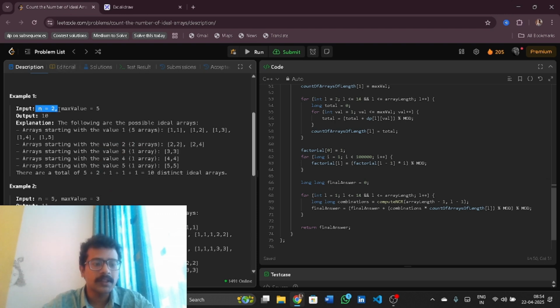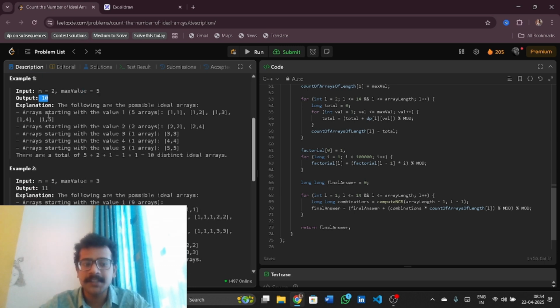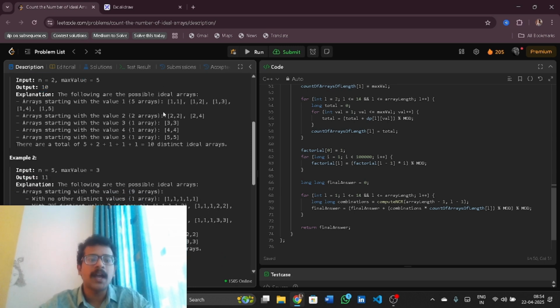Now, we are given n is equal to 2. That means we need the count of arrays with the size of 2 and the maximum value 5. The elements in that array should not exceed 5 and should be from 1 to 5. They gave the output as 10. Let us see what the valid arrays are.